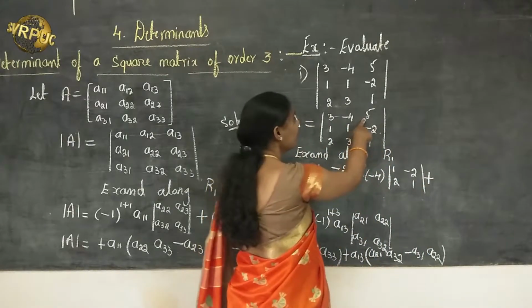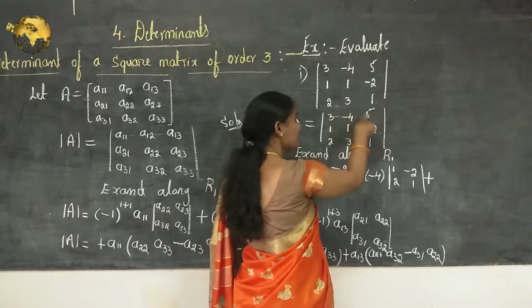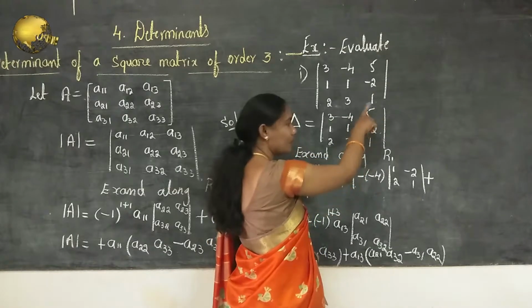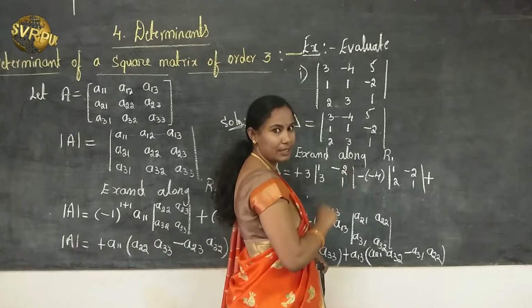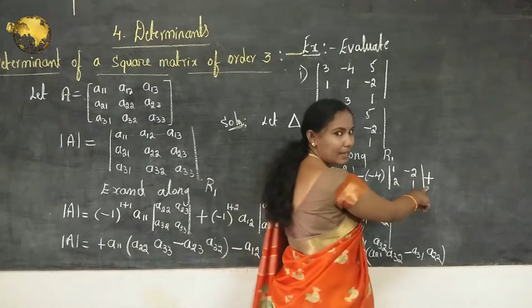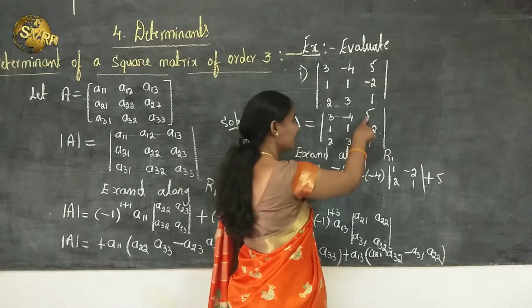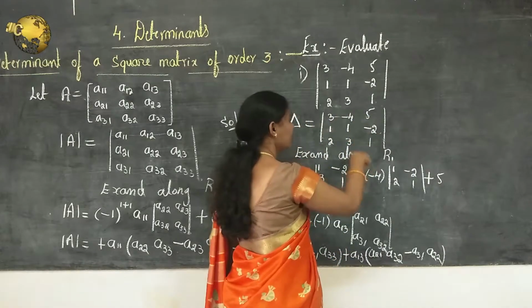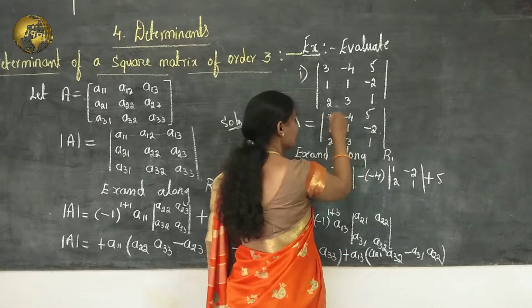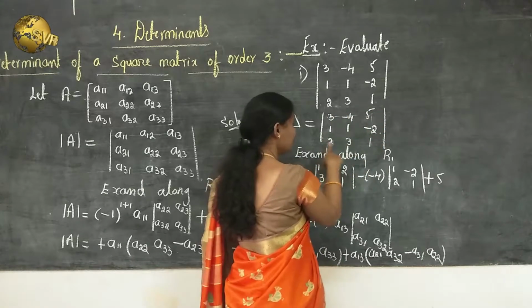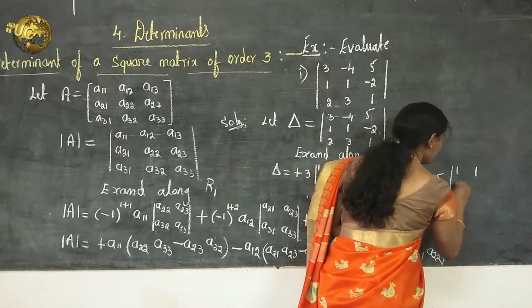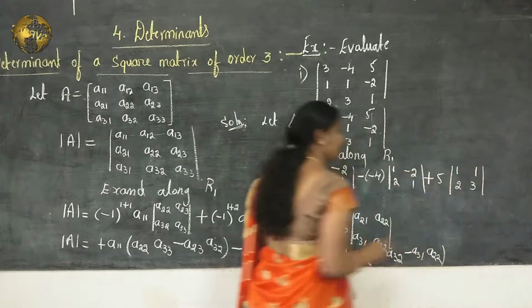And then see here, it is the first row, third column element. So 1 plus 3 is 4, an even number, so we get the positive sign. And 5 is the third element here. In the first row, third column I have to neglect, so the remaining elements are 1, 1, 2, 3. We write 1, 1, 2, 3 inside the determinant.